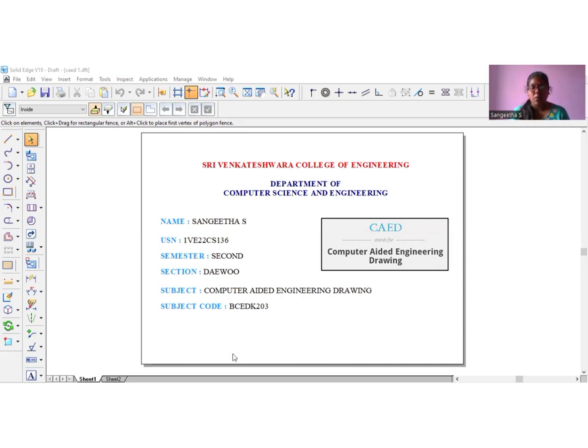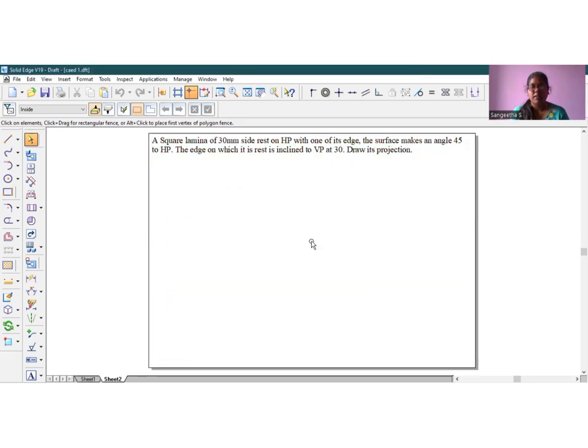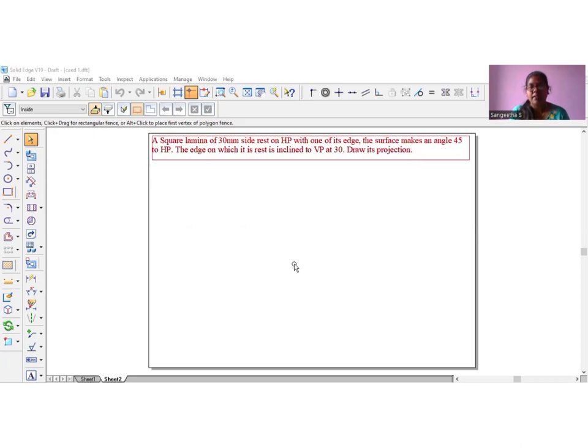Today we'll solve one problem in CAD. And the problem is: a square lamina of 30 mm side rests on its edge. The surface makes an angle of 45 degrees to HP. The edge on which it rests is inclined to VP at 30 degrees. Draw its projection. First, let's draw an XY line.